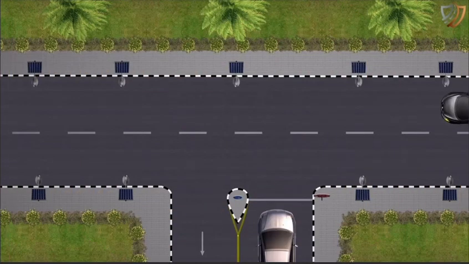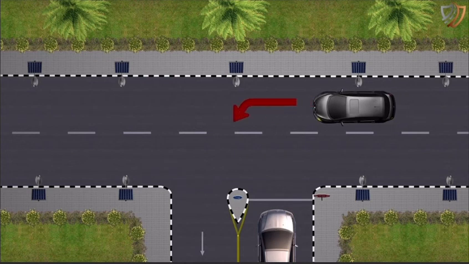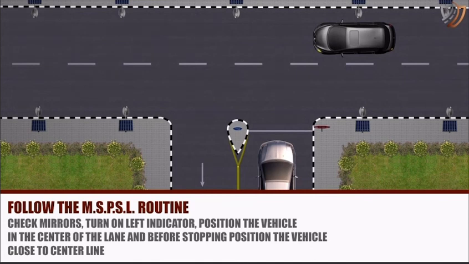To make a left turn from continuing road to a side road, plan early and locate the turn. While approaching, follow the MSPSL routine. Check mirrors, turn on left indicator. Position the vehicle in the center of the lane, and before stopping, position the vehicle close to center line.